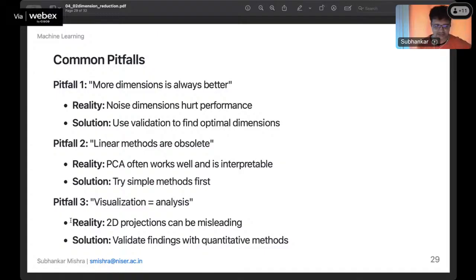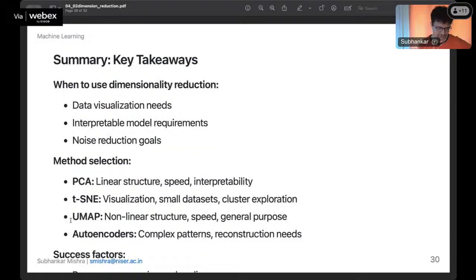Is visualization the same as analysis? Not true. Even if it comes to visualization, can it classify better? That's not possible. We have to look at the downstream task or downstream model to answer this question.